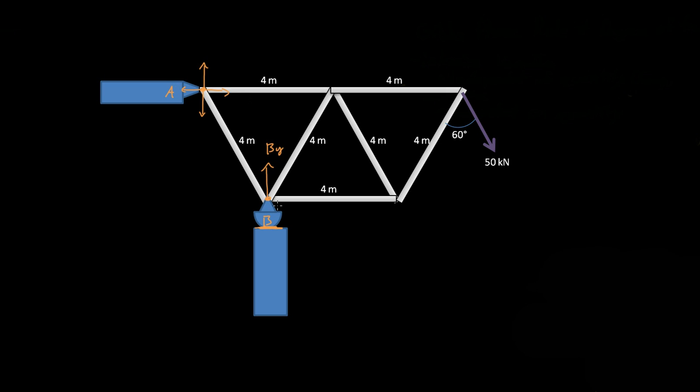And notice B can only provide forces straight up. So it can't hold it down. It cannot hold it down like that. It will be lifted up that way. So I just kind of wanted to point that out. So let's get started.